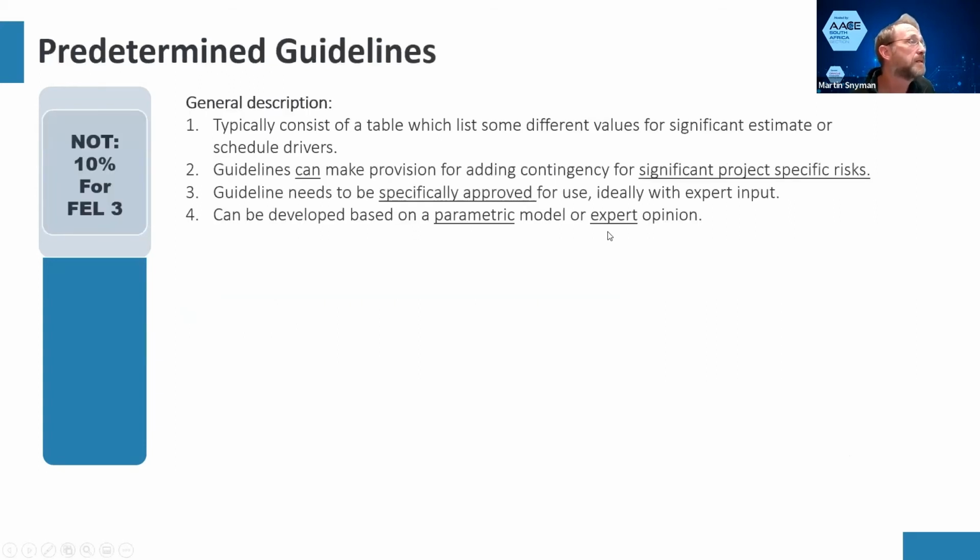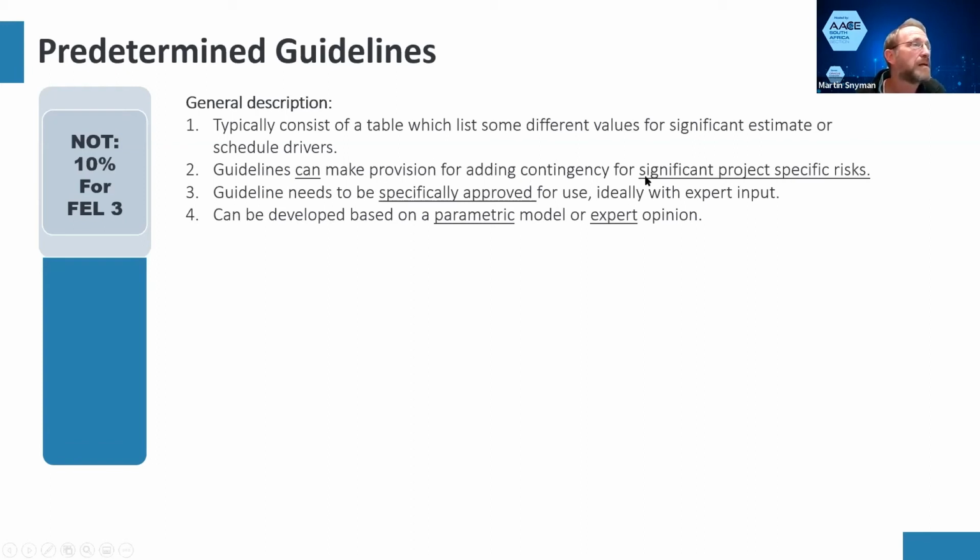Good. Predetermined guidelines. So these are the famous tables that everybody sees. If you've studied the project management course somewhere, they'll tell you it's 10% at FEL 3, which is a lie. So you can use guidelines, but they must be developed for your specific case.